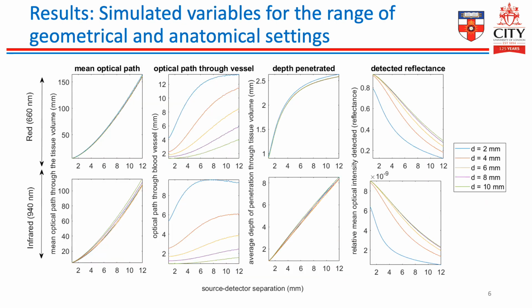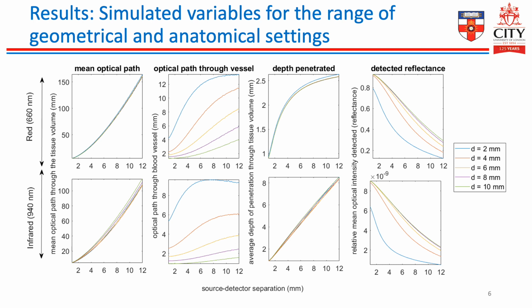This slide represents the recorded variables for different geometrical and anatomical settings. Here, by geometrical setting, we mean different source detector separations, from 1 to 12 millimeters, and the different anatomical settings represent different vessel depths within the tissue, which is 2 to 10 millimeters.